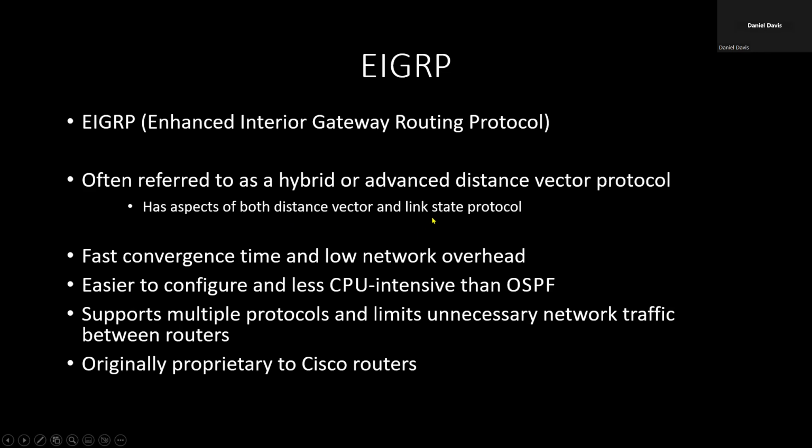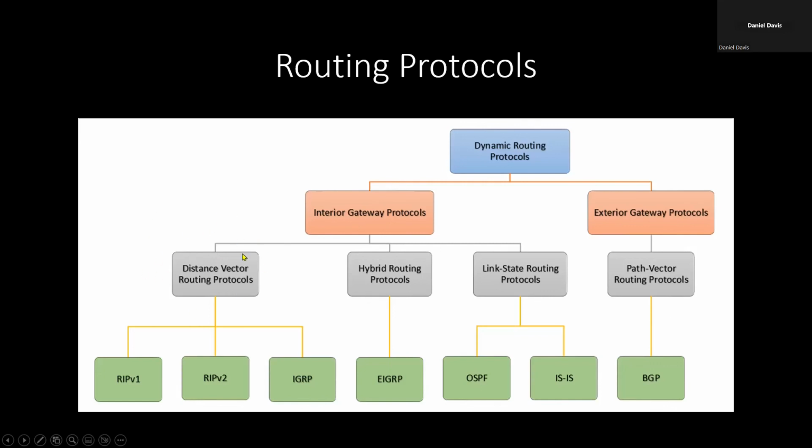Again, it has aspects of a link state routing protocol and a distance vector protocol. Fast convergence time, low network overhead. Easier to configure and less CPU intensive than OSPF. But again, OSPF, last I checked, is still one of the most popular routing protocols that is used. It supports multiple protocols and limits unnecessary traffic between routers. It was designed by Cisco, and originally it was a proprietary routing protocol, but eventually they opened it up for everyone to use. Okay, that covers distance vector routing protocols, RIP1 and RIP2, link state routing protocols, OSPF and ISIS, and hybrid routing protocol, EIGRP.